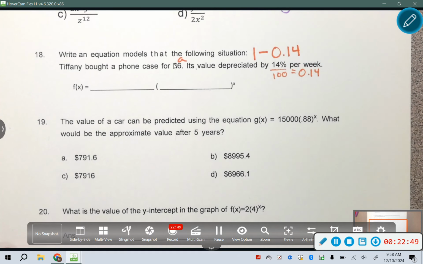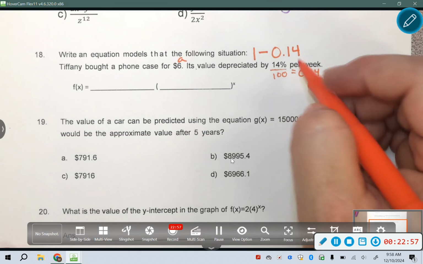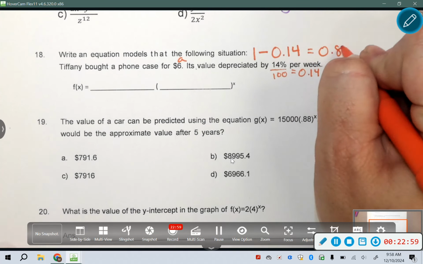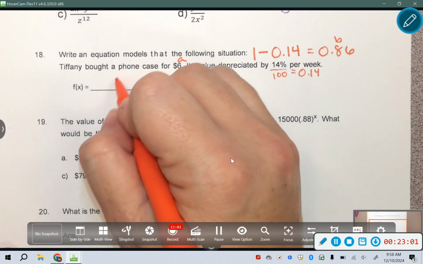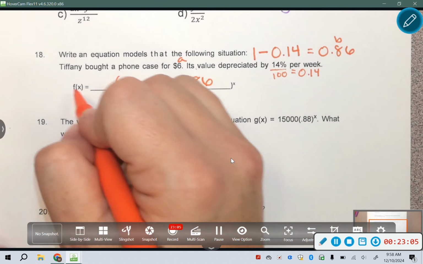Okay, so knowing that, I have to type it in my calculator. 1 minus 0.14, and I get 0.86. So I know my B, 0.86. So A is 6, B is 0.86.